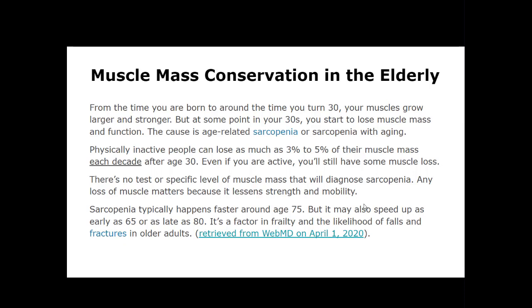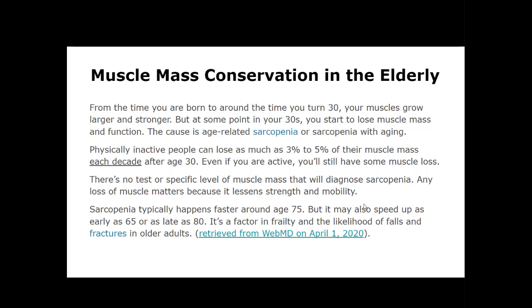There's no test or specific level of muscle mass that will diagnose sarcopenia. Any loss of muscle matters because it lessens strength and mobility. So it lessens how strong you are and how much you can move. Sarcopenia typically happens faster around age 75, but it may also speed up as early as 65 or as late as 80. It's a factor in frailty and the likelihood of falls and fractures in older adults. And I got this from WebMD on April 1st.